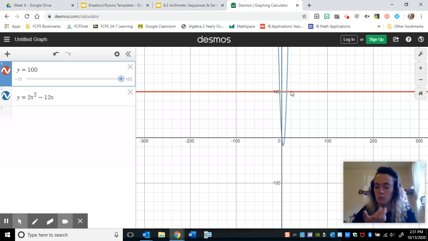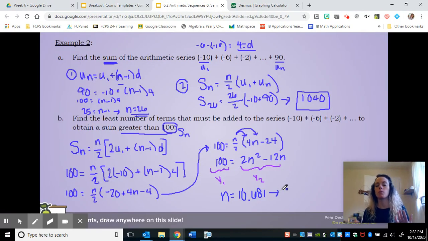So going back to simultaneous equations, we're trying to find the intersection point between the 100 and the 2x squared minus 12x. If you click anywhere on one of the graphs, those gray dots should show up, and I just clicked on the rightmost one, which x value wise, I'm looking at 10.681. So that's the exact point where my sum would be 100. Okay, again, though, remembering n has to be a whole number.